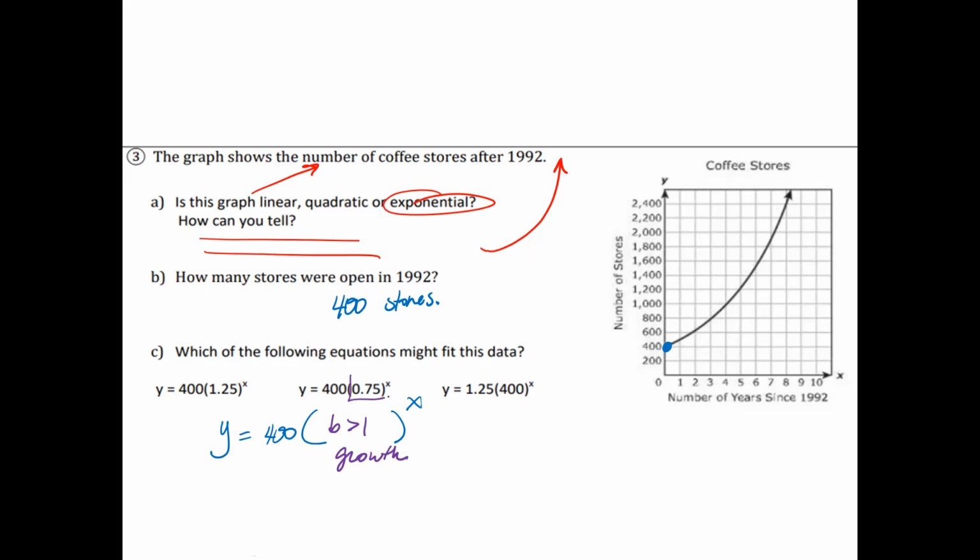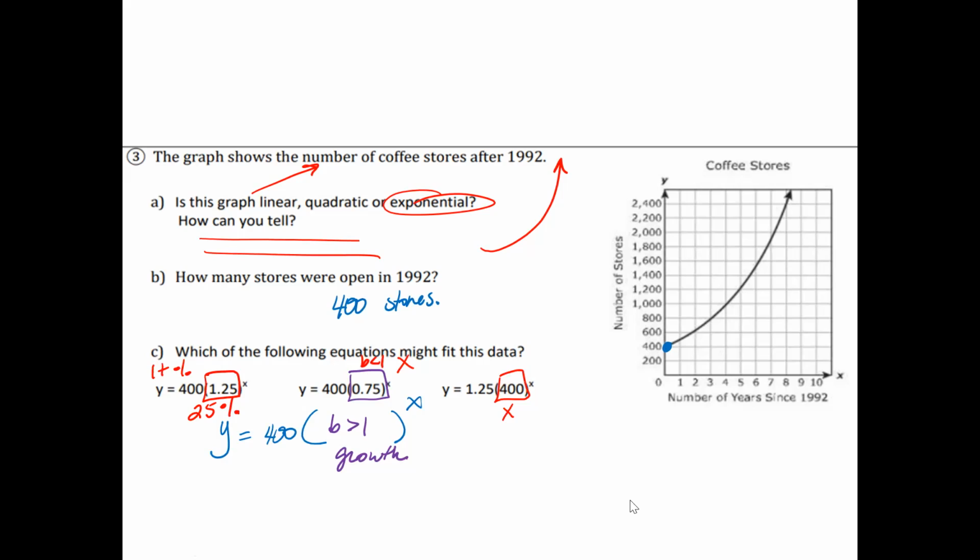So automatically I can see that this option is not correct because it's smaller than 1, so that's actually a decay. This number is way too big, so I will probably not use that one either. The only one that looks even remotely reasonable is the first one. This is saying that the stores are increasing by 25%, because if you look at the increase, it is going to be 1 plus the percent of increase, which is 0.25, and that is 25%.